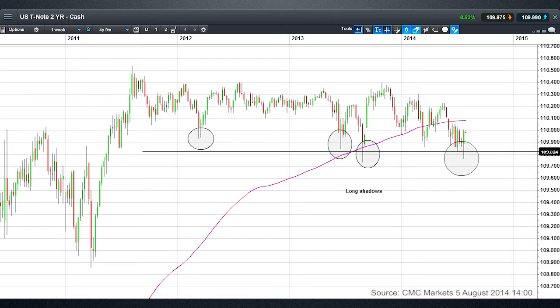Until we get a significant extension of the move through these lows, on the support between on the weekly candle chart, and a move through 0.55% in 2 year yields, 0.55%, not 2.55, that's the 10 year, 0.5% on the 2 year, then the likelihood is we're going to continue to see dollar range trading.